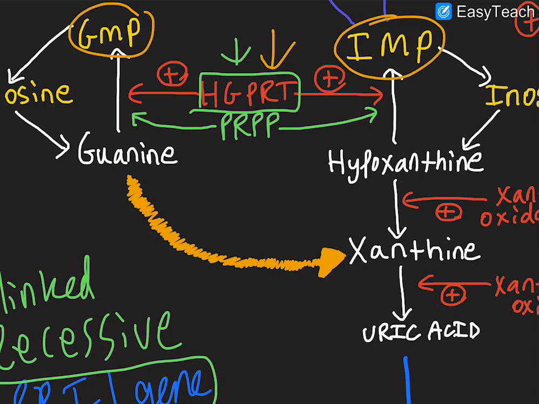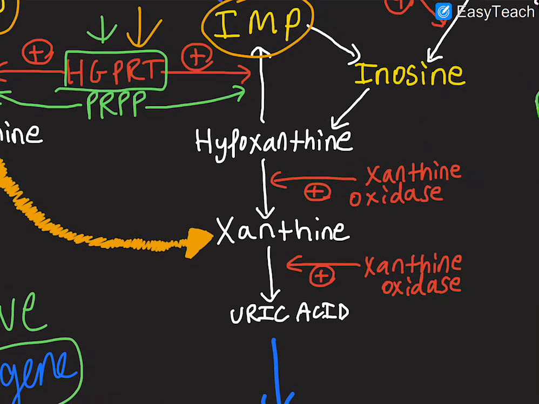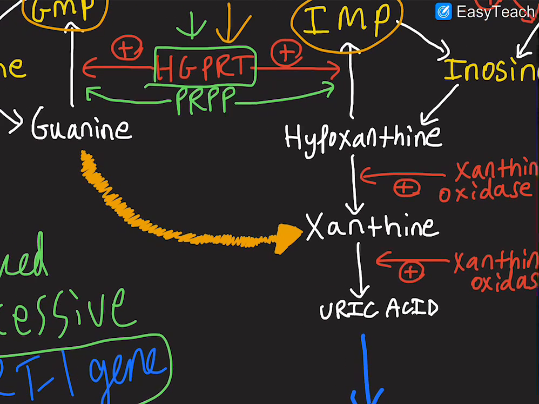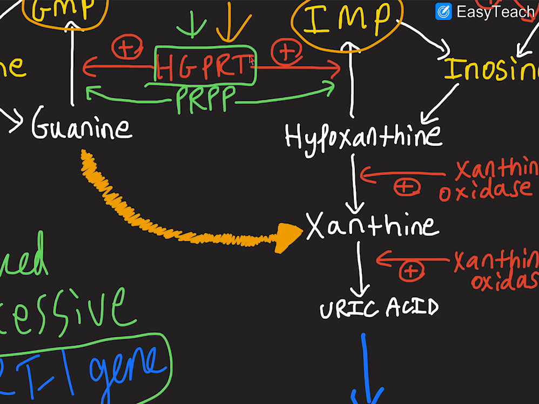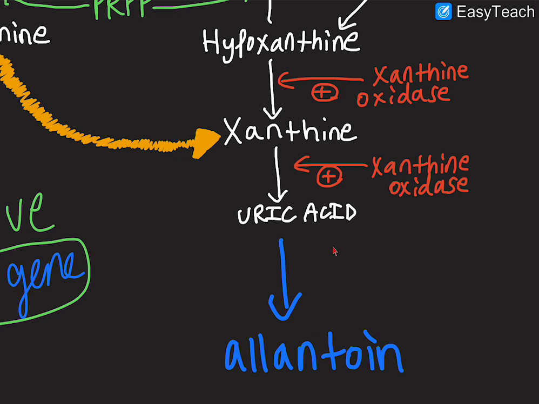So if you cannot convert guanine into GMP and hypoxanthine into IMP, then you're going to have a buildup of guanine and a buildup of hypoxanthine. And we said guanine can deaminate into xanthine, and hypoxanthine can get converted into xanthine via xanthine oxidase. So if HGPRT is not working, we're going to start building up the levels of xanthine, which means we're going to build up the levels of uric acid, because xanthine can get converted to uric acid via xanthine oxidase also. So a deficiency in HGPRT will lead to a buildup of uric acid.